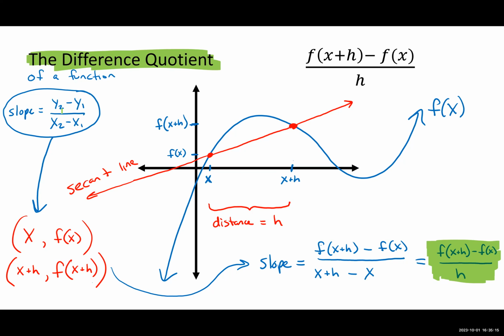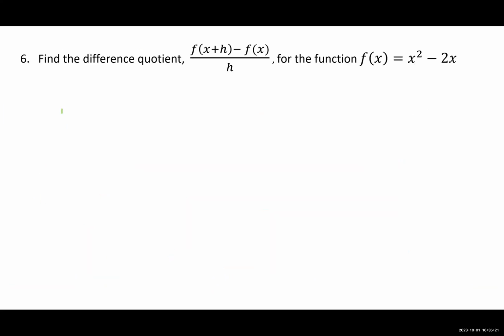So let's do a specific problem. I'm only going to do one. Find the difference quotient for the function f of x equals x squared minus 2x. Now, told you, you have to start with a function. You got to have an f of x, right? And from that function, you could then come up with the difference quotient.